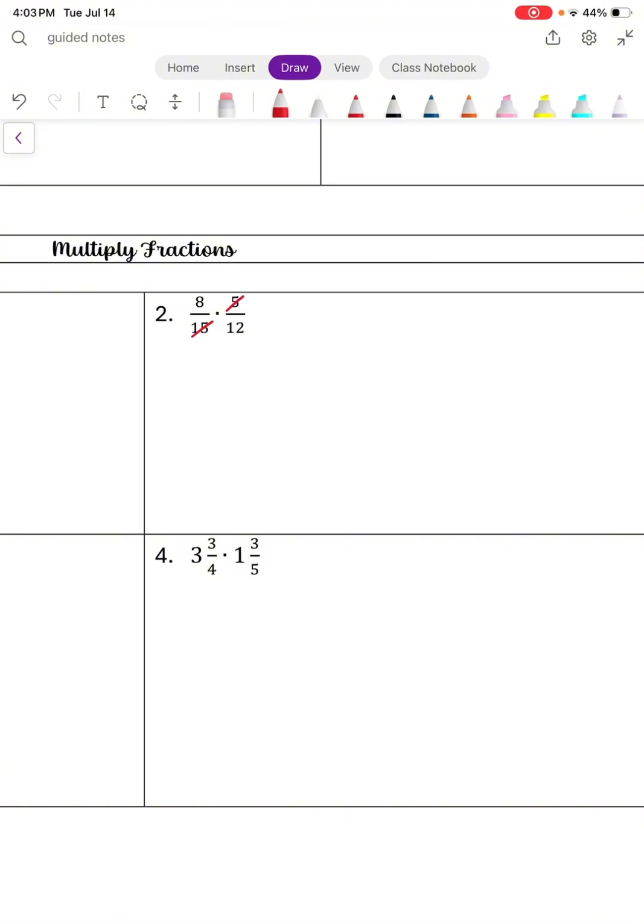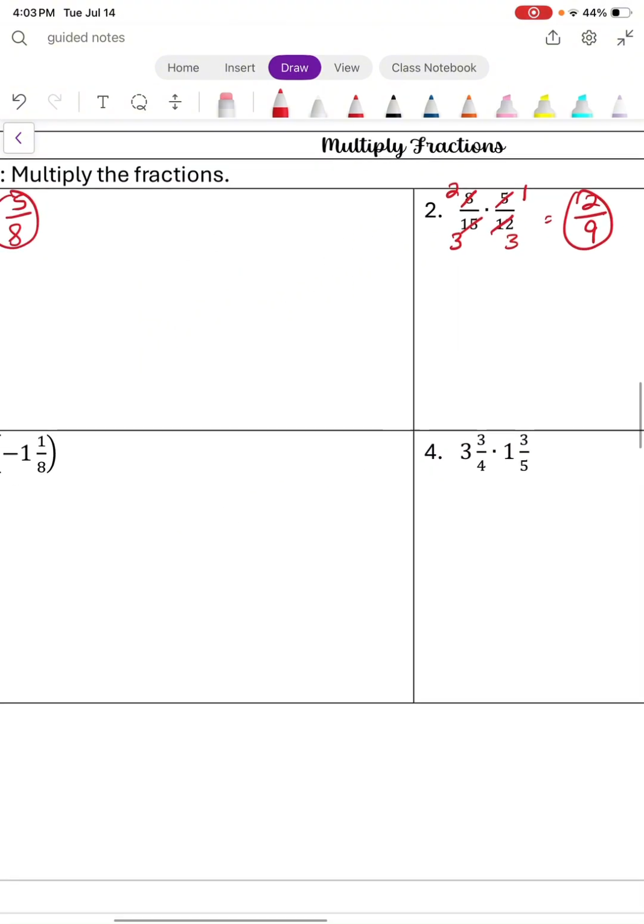Both are divisible by 5. 5 into 5 goes 1. 5 times 3 is 15. Something that goes into 8 and 12, we know 4 will. 4 times 2 is 8. 4 times 3 is 12. Therefore, look what you have on top now, 2 and 1. Multiply tops, multiply bottoms, and you're finished.